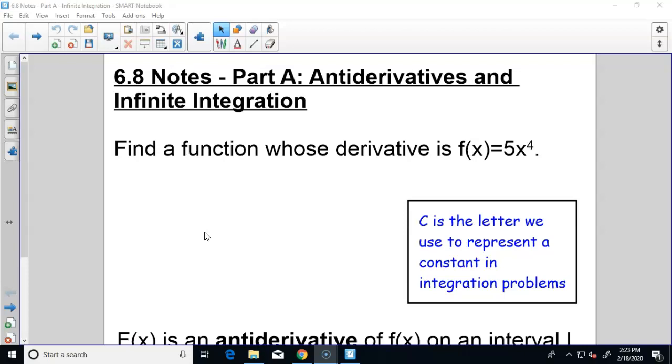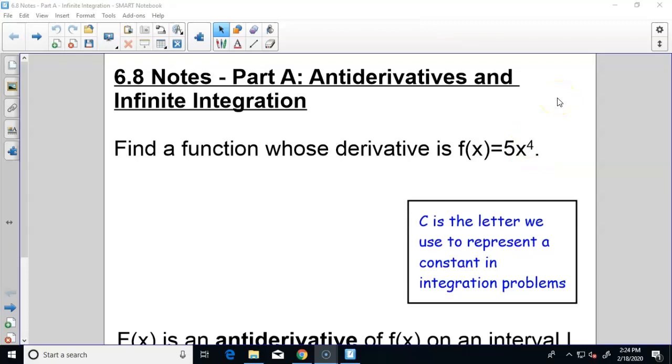We have talked about integrals being the opposite of differentiation. We have talked about area under the curve. We have talked about a lot of different things about integration, but we haven't done it with just equations yet. So this is what I want you to do. I want you to find a function for me whose derivative is 5x to the fourth.